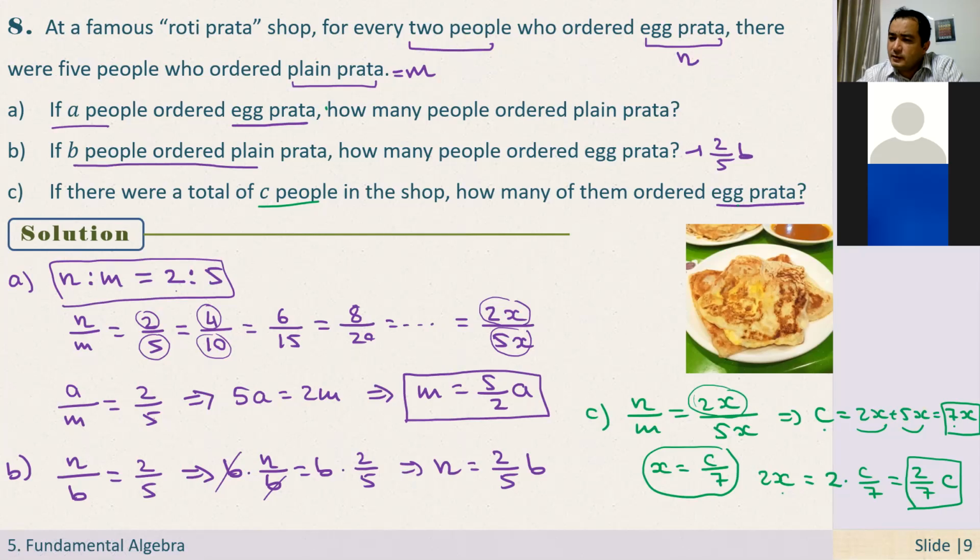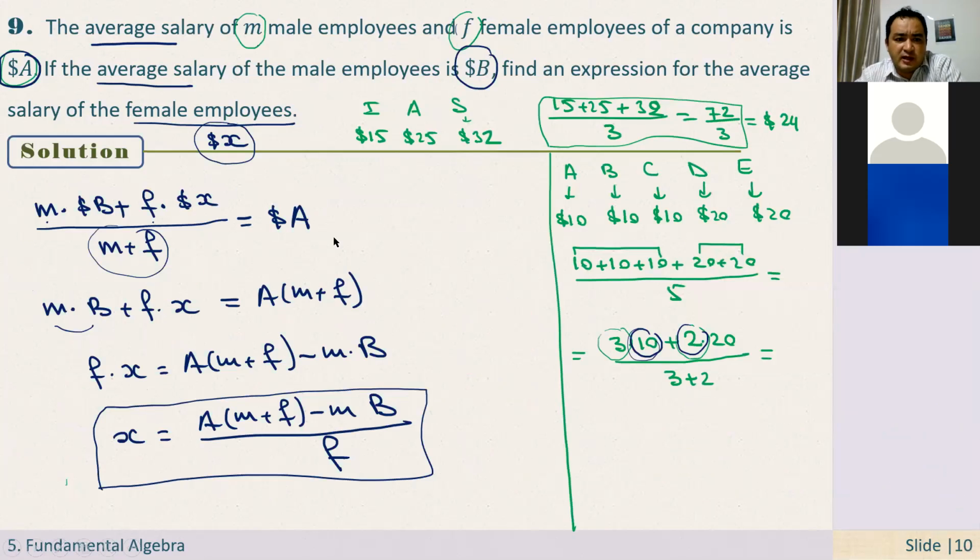Say again, what is it? Is it this question you're talking about, Selin? It is from review questions 5, question 8, and this is question 9. The average salary of M male employees and F female employees of a company. Is it this?